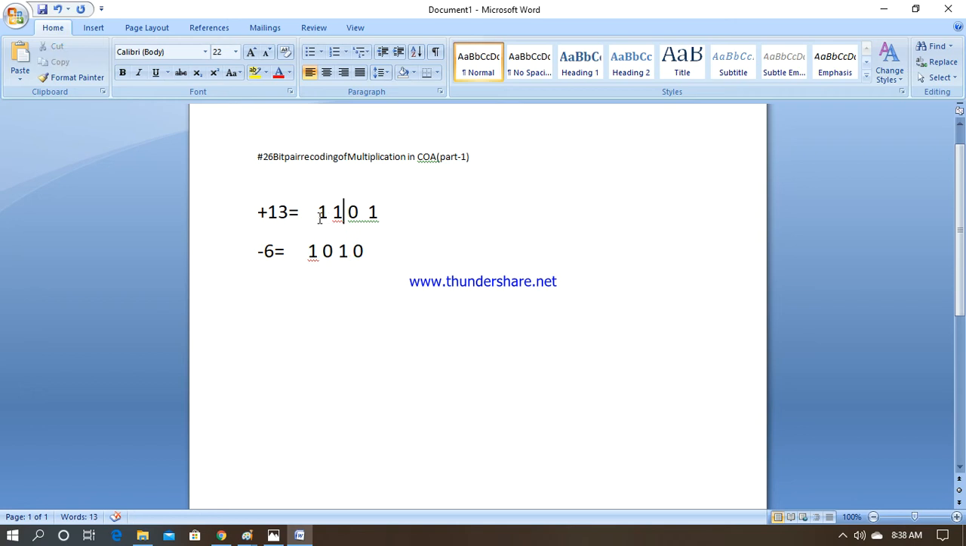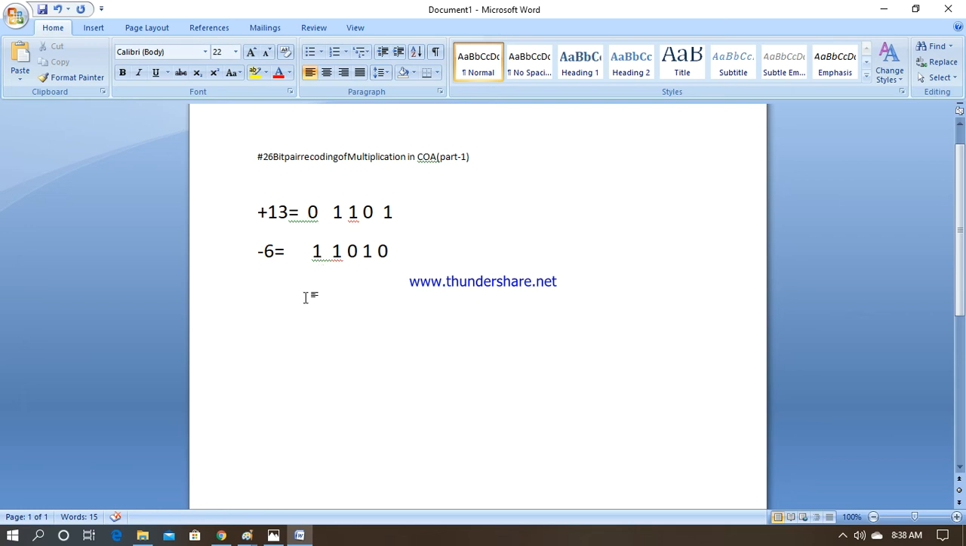If you want to go for bit pair recoding, these digits must follow the rule. If it is plus 13, you write the sign bit 0, and if a negative number comes, you write 1 here. Minus 6 is a negative number, so the sign bit is 1 by default. Now you can go for the solution of the problem. Whenever you have digits, first you have to equalize them to 4 bits; if not there, you can add 0. Later, for a positive number you write 0 as the sign bit, and for minus 6, what is it?